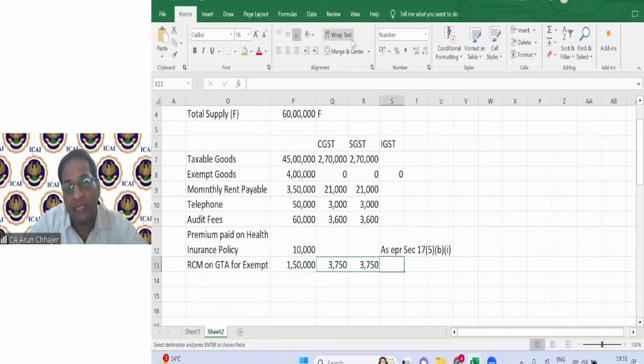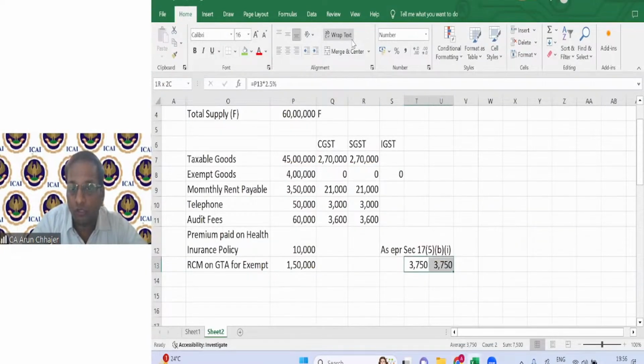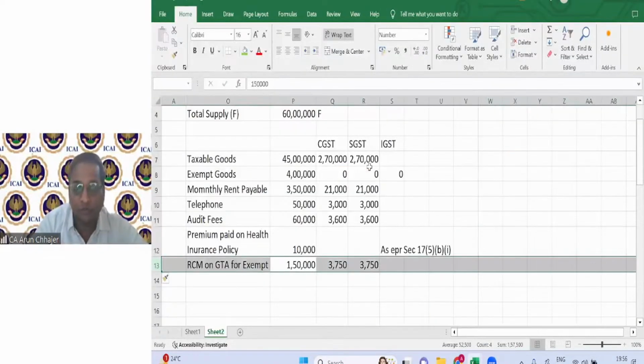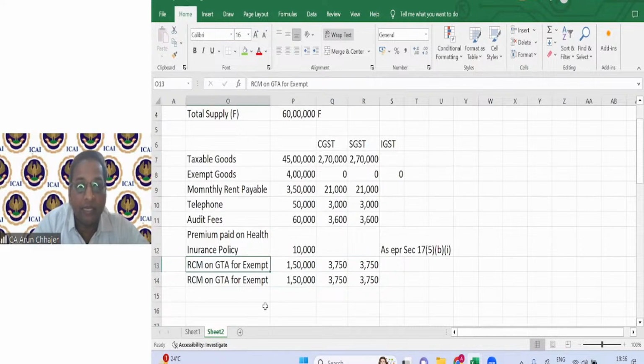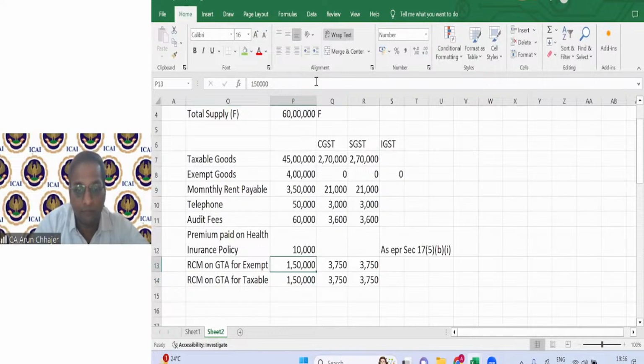But can we take the ITC? Again, the answer would be no. We can't take the ITC, because it is transportation of taxable goods, right? And they are saying 50,000 is the not exempted item. So let's say 50,000 is for the exempt supply and 1,50,000 is for the taxable item. This ITC is not available. Okay.